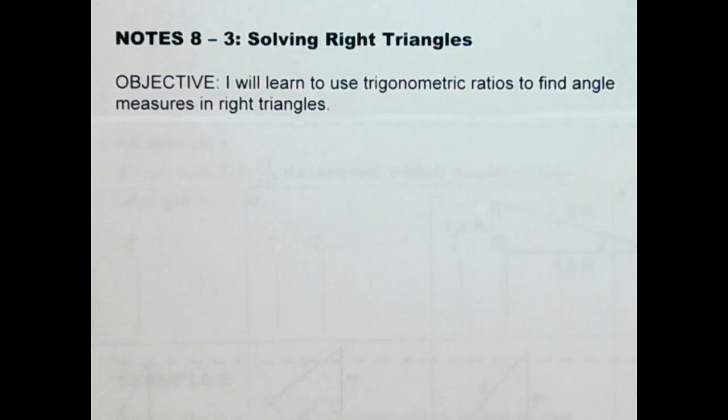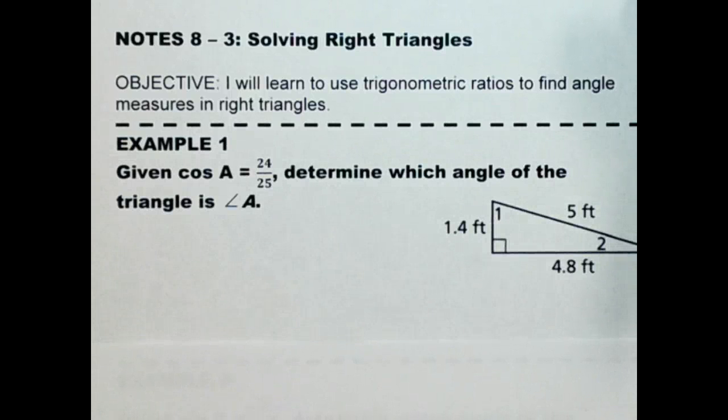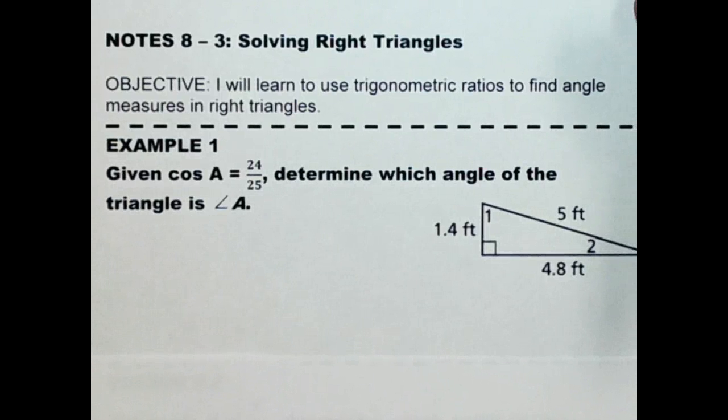Alright, today we're talking about solving right triangles. I will learn to use trigonometric ratios, or trig ratios, to find angle measures in right triangles. So we're looking at the angles. We're going backwards. I'm looking at this first example here.